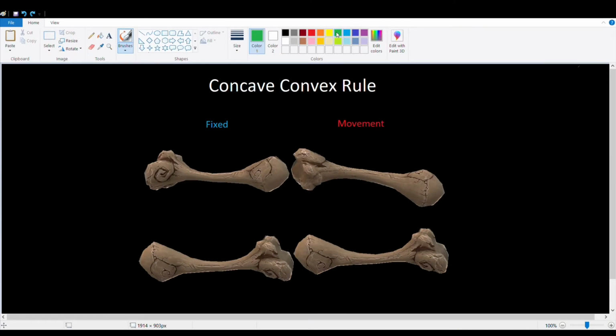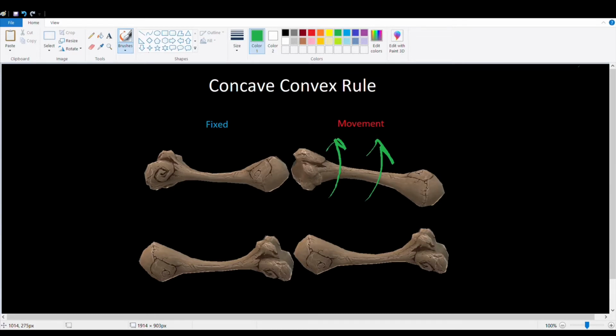Just a quick review of the concave-convex rule. Super simplified. Off to the left we have a fixed bone, and off to the right we have the movement bone. Keep in mind, when we're talking about the concave-convex rule, we're talking about rolls and glides. Say this arm moves up. In general, the roll will always be with the movement arm.